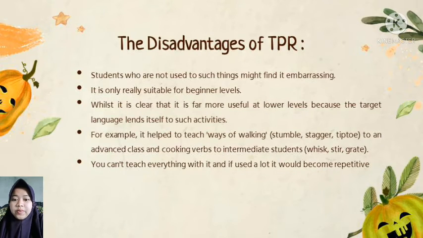And the disadvantages of the TPR method are, first, students who are not used to such things might find it embarrassing. Second, it is only really suitable for beginner levels. Third, whilst it is clear that it is far more useful at lower levels because the target language lends itself to such activities. Fourth, for example, it helps to teach ways of walking. Example, stumble, stagger, tiptoe to an advanced class, and cooking verbs to intermediate students. Example, whisk, stir, and grate. And the last one, you cannot teach everything with it, and if used a lot, it would become repetitive.